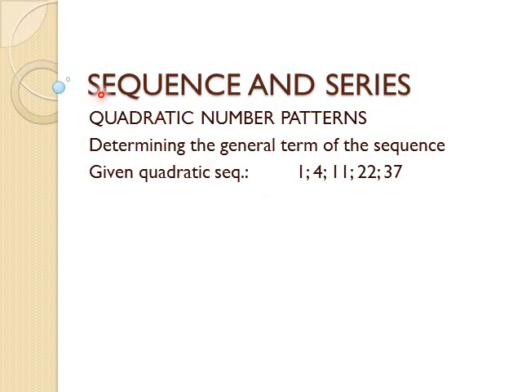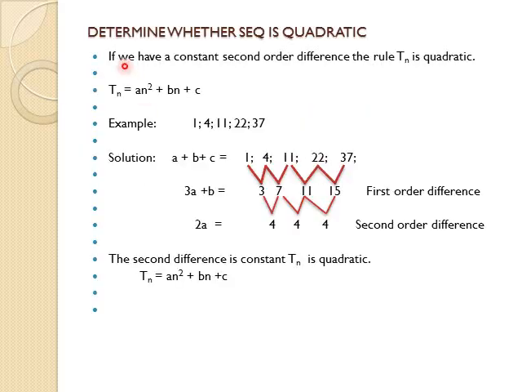Alright, now in lesson number 3, I'm looking at sequence theory and quadratic number patterns. You should have been doing this already from grade 10 and in grade 11. And here we're just going to be determining the general term of the sequence given a quadratic sequence. Right, so if we have a constant second order difference, Tn is quadratic.